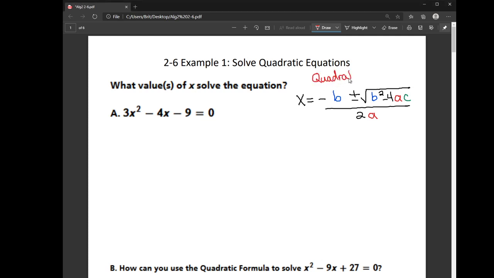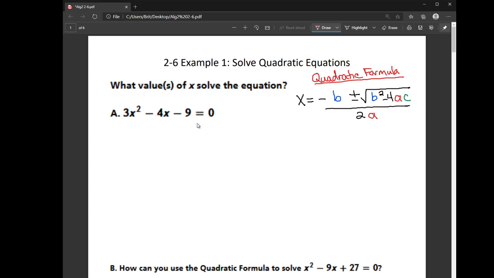Now the quadratic formula is nice because it will work with any form of quadratic. Sometimes factoring doesn't work, graphing rarely works, sometimes completing the square could be really ugly. So the quadratic formula isn't bad once you get used to using it, and it works for every single one. So it's kind of a go-to, like, fix everything kind of thing.